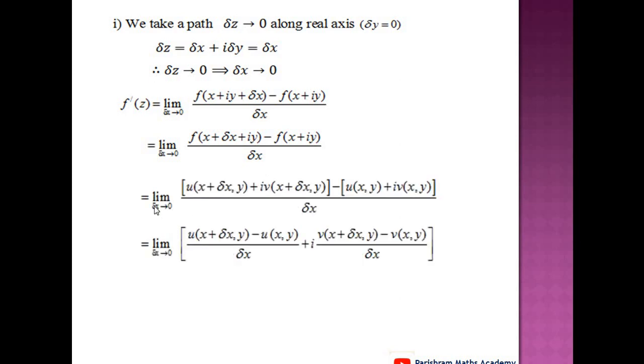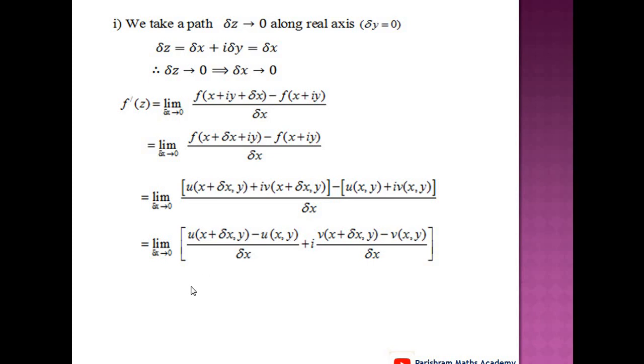And therefore, as limit delta x tends to 0, we can express the function in terms of u and v. Therefore, [u(x + delta x, y) + i v(x + delta x, y)] minus the value of f(x + iy), which is u(x, y) + i v(x, y), upon delta x.